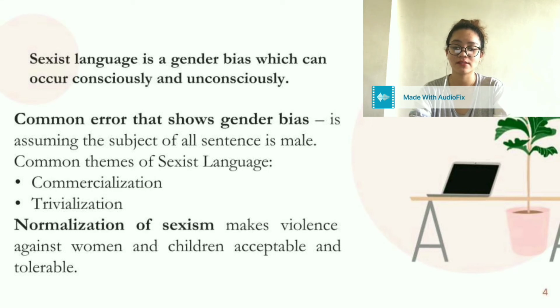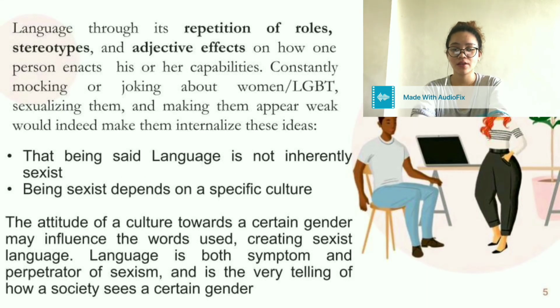Common themes of sexist language are commercialization and trivialization. Normalization of sexism makes violence against women and children acceptable and tolerable. Language, through its repetition of roles, stereotypes, and adjectives, affects how one person enacts his or her capabilities. Constantly mocking or joking about women or LGBT, sexualizing them and making them appear weak would indeed make them internalize these ideas. That being said, language is not inherently sexist.